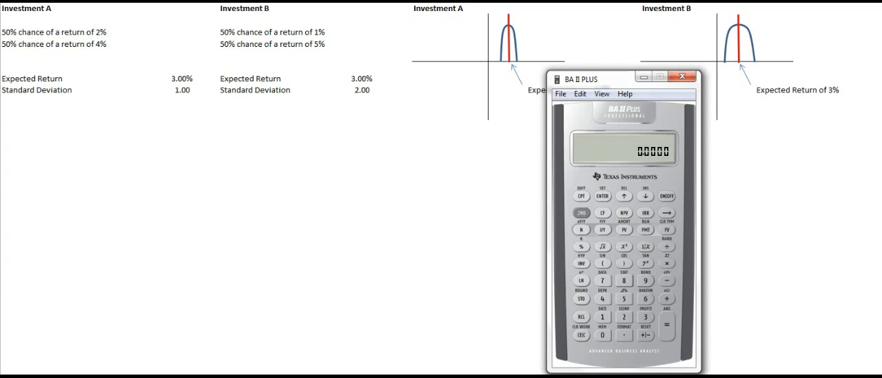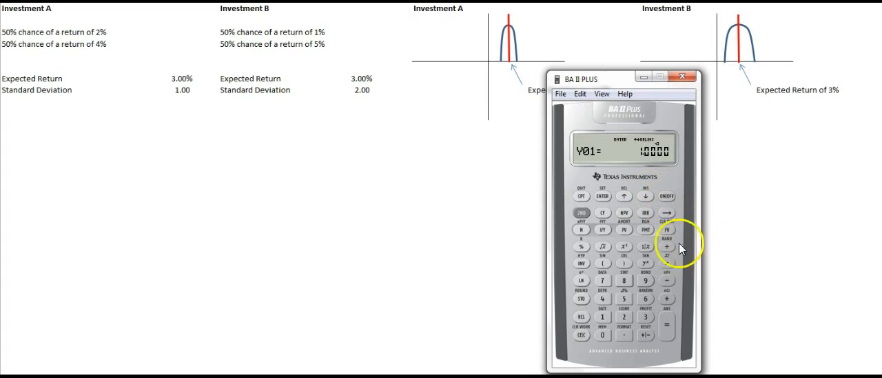A little hint here, you can also check your work on these things if you have a Texas Instruments BA II Plus calculator. Go into the data menu, clear it before you start, and X1, let's do investment A here. X1 is 2%, so let's hit 2, enter, down. And let's pretend like there's 100 times that we do this investment.